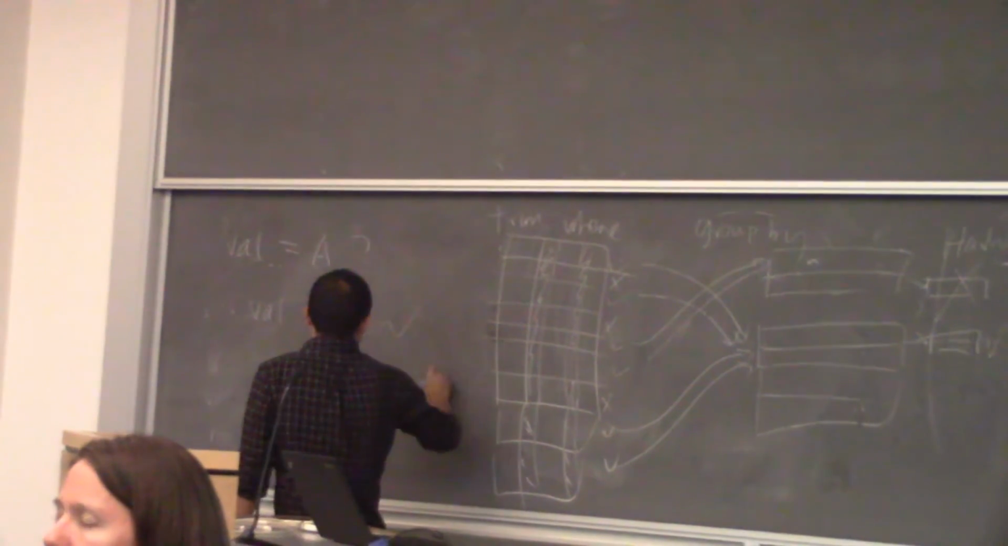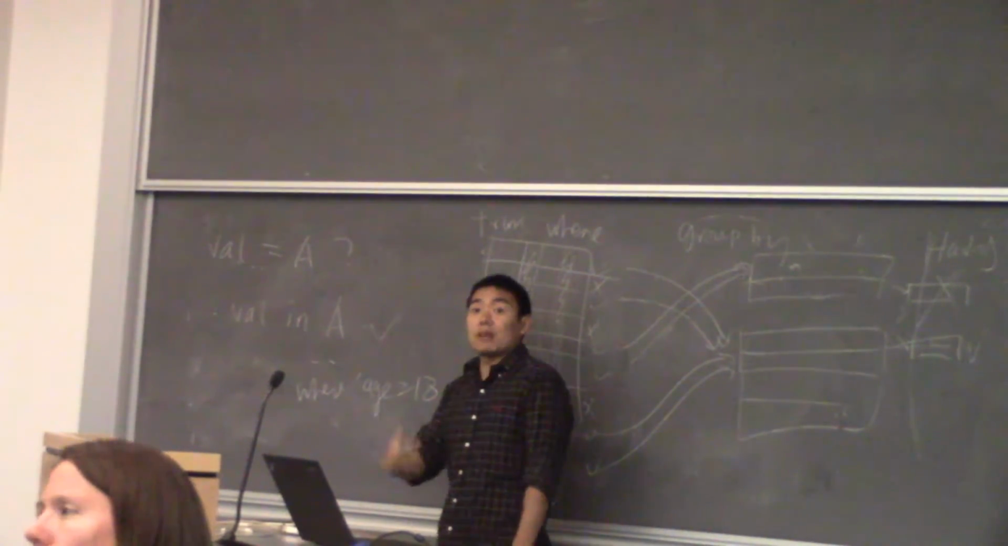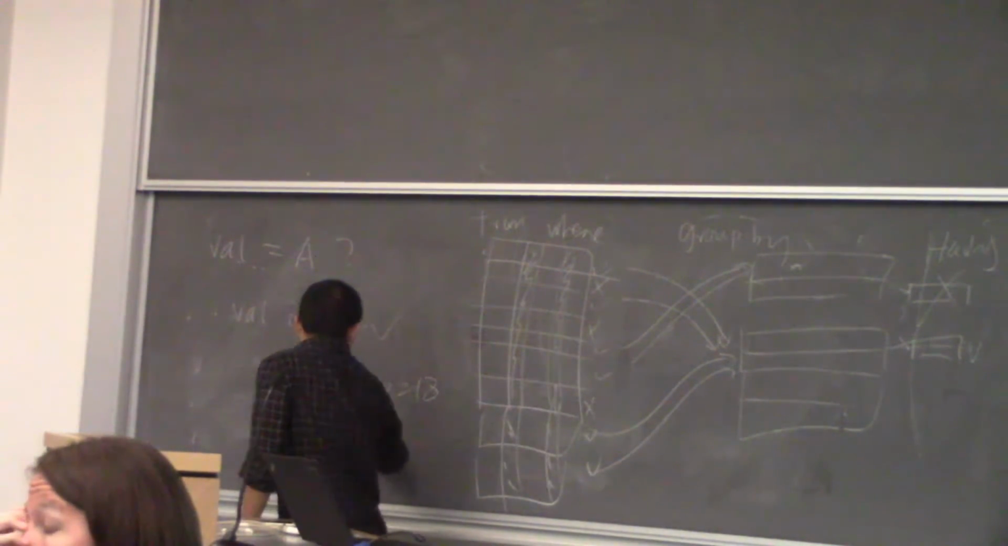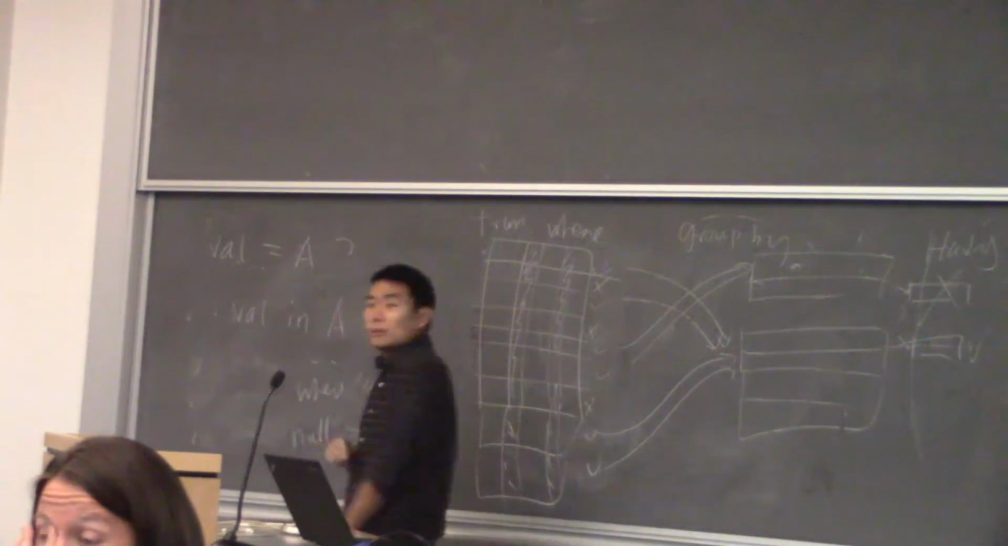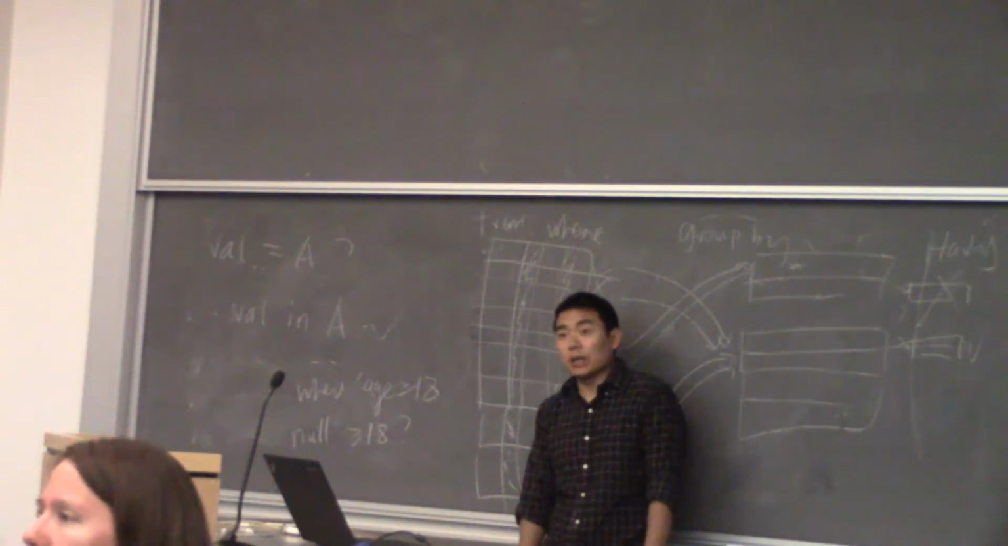where age equal 18, and you have a student record whose age value has not been specified. So age equal to null. What do you mean by null greater than or equal to 18?